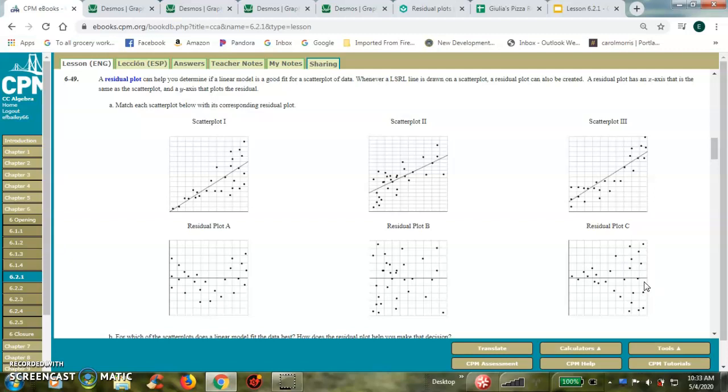Yep, one positive, two negative. Guess what? Scatter plot 1 goes with residual plot C. All right, so I can eliminate that one.